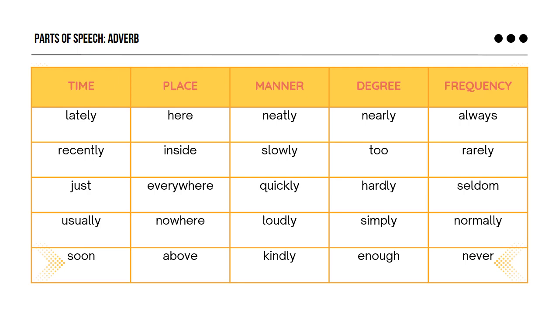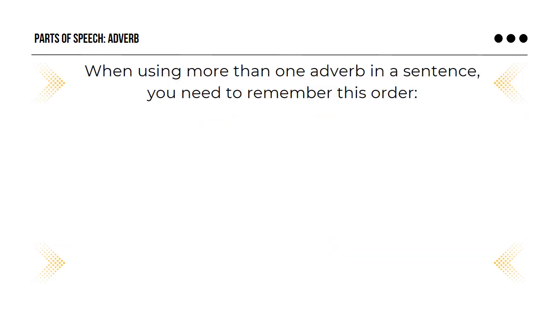Ibig sabihin gaano ito kalapit o gaano kalayo. And then, papaano siya ginawa. We have here nearly, to, hardly, simply, and enough. So, for the last adverb is the adverb of frequency. Ibig sabihin, gaano kadalas mo gawin ang isang bagay. We have always, rarely, seldom, normally, and never.